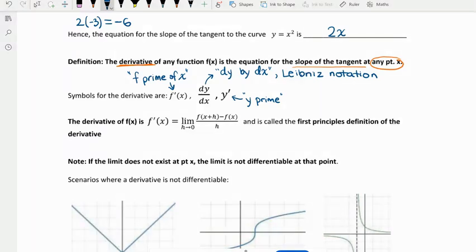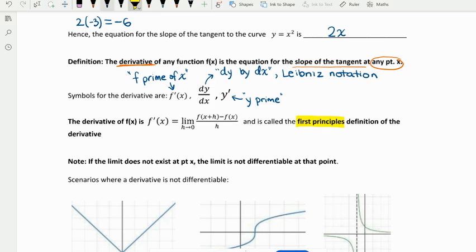So the derivative of f of x, any function, is f prime of x. And we still use the same equation here. We call that the first principles definition. So now it has a name. So the first principle definition of the derivative, this is kind of like the basics of how do you find the derivative for any function. You always kind of come back to this first principle to figure out derivatives for new functions.